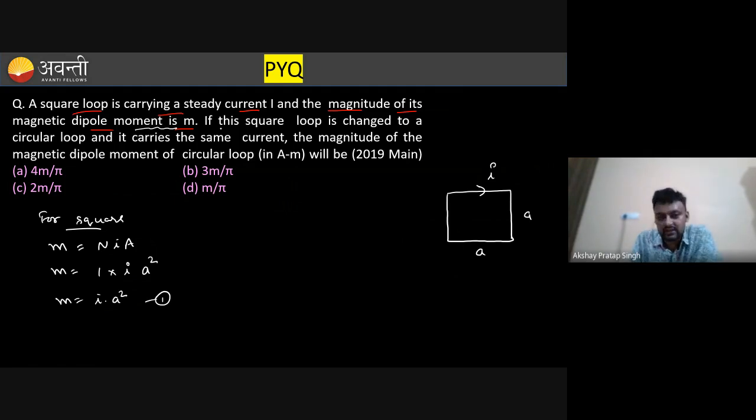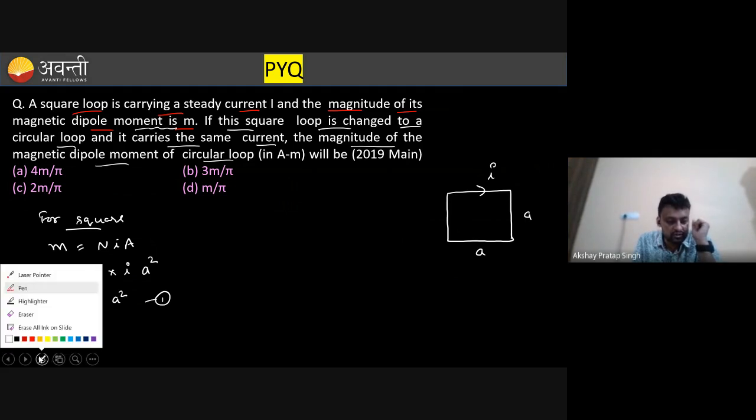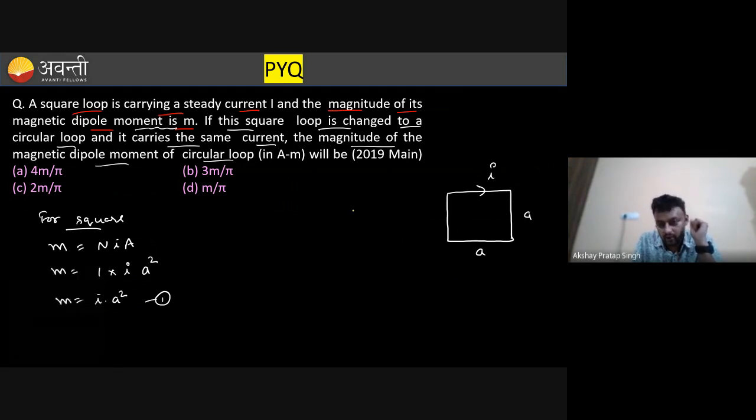Now again, the question says the square loop is changed to a circular loop and it carries the same current. This square loop is transformed into a circular loop and carries the same current. The magnitude of the magnetic dipole moment of the circular loop will be? First thing is you need to change this square loop into a circular one. So let's suppose when I convert it into the circular loop, what will be its radius? This is the first question, because when you calculate magnetic moment, you need the area. For the area of the circular loop, you need the radius. So let's suppose its radius is R.